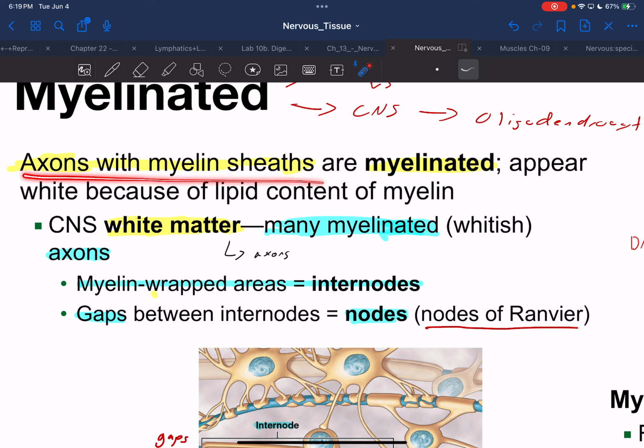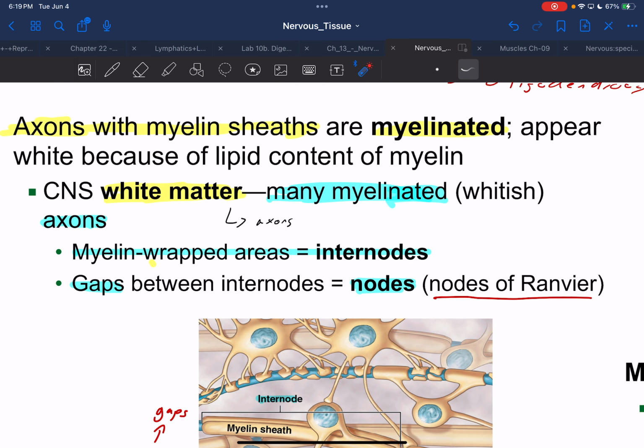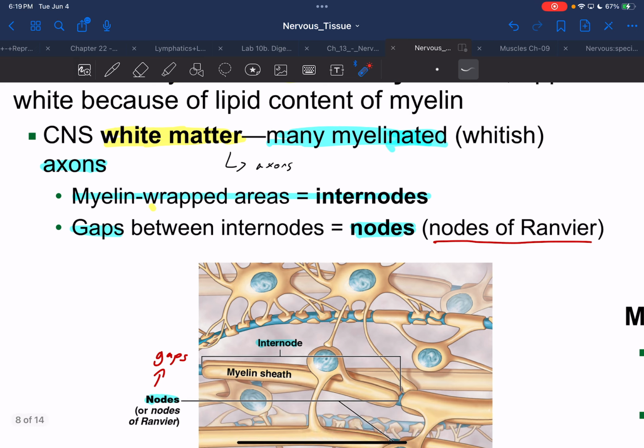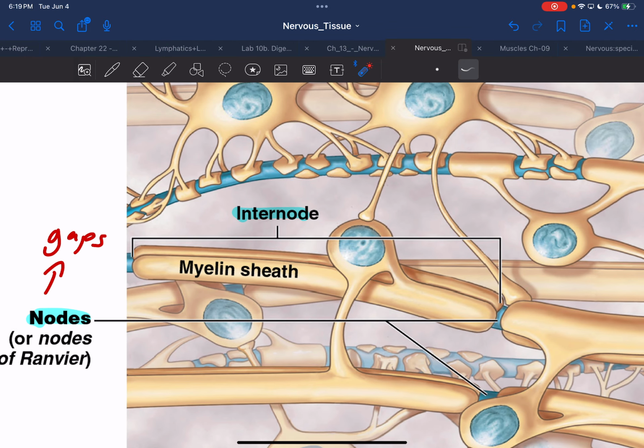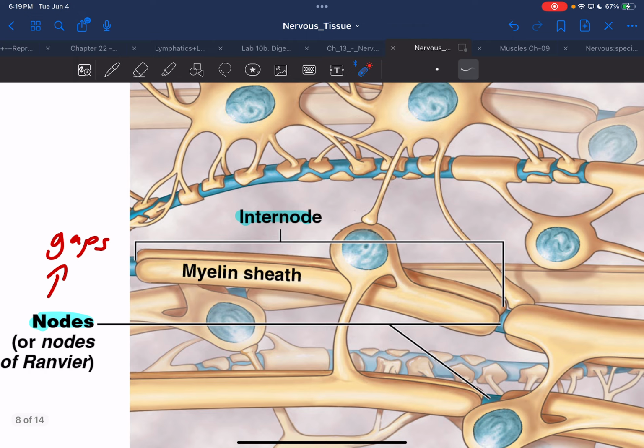Myelinated sheaths on axons give the appearance of white matter. Many myelinated axons. The last thing about myelin is that it creates unique little regions. For example, here in the myelin sheath, you have gaps in between myelin sheaths, like this, like this, like this one. These are called nodes. And the space in between them is called internodes, between the gaps.